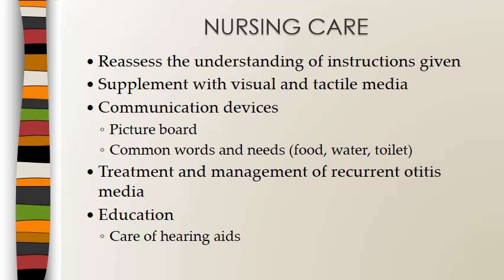We supplement with visual and tactile media. Usually when you have one sensory loss, your other senses are more acute. So people do rely on their other senses more. There are different types of communication devices, especially if the child is nonvocal. That could be through a picture board, with common words for different needs such as food, water, and toilet. They may also have a more computerized device to help them speak.